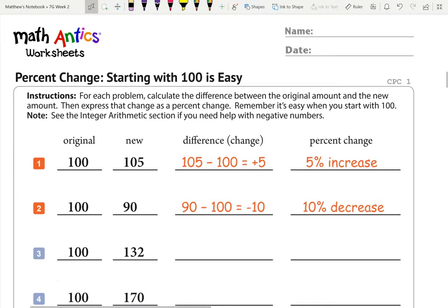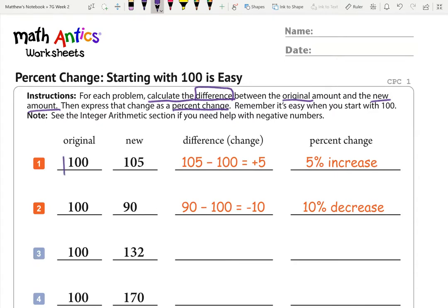Reading the directions, it says, for each problem, calculate the difference, keyword difference, between the original amount and the new amount. Then express the change as a percent change. Remember, it's easy when you start with 100, and here's why.